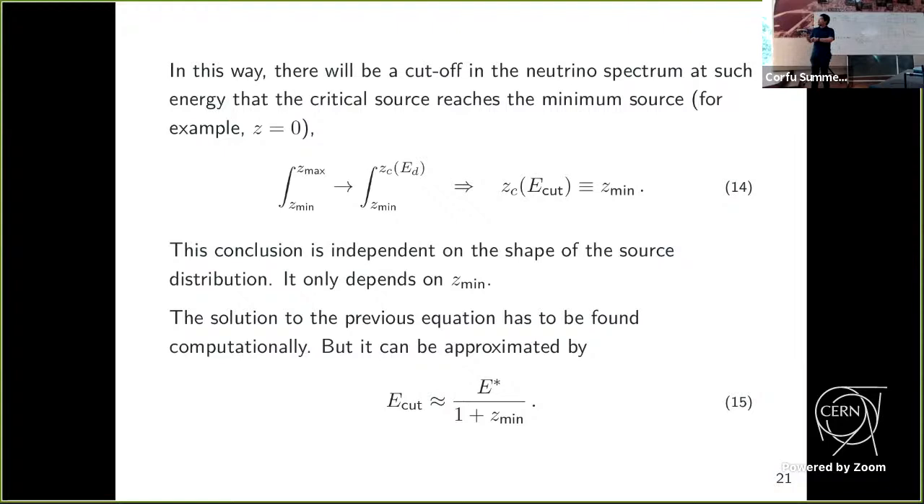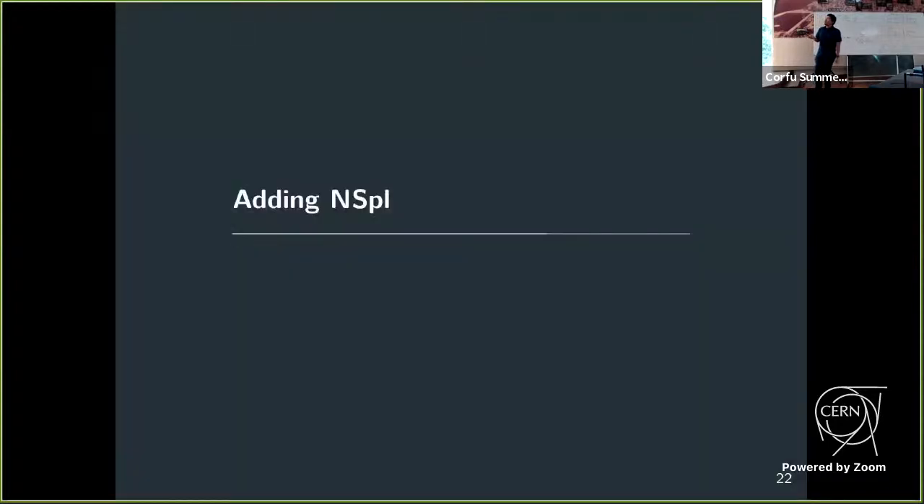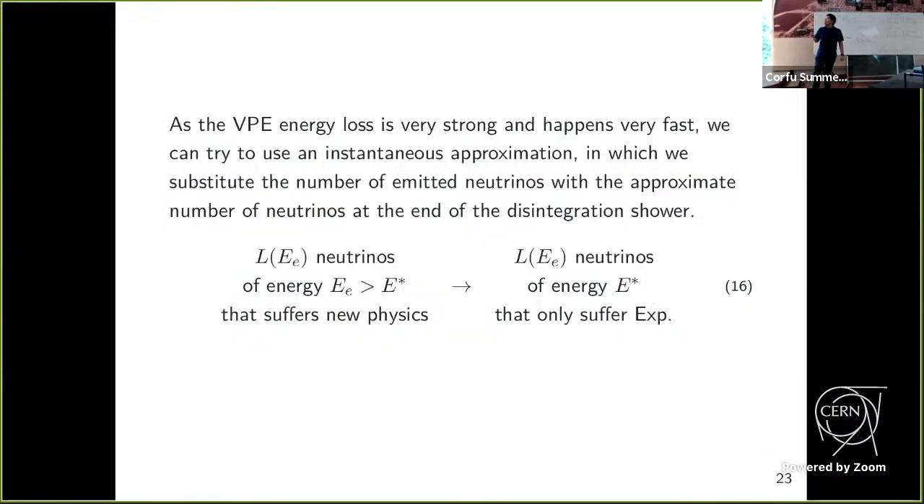Okay? So now, how do we add the neutrino splitting? Well, first we have to realize that as we are in the strong regime, the effect is very strong and almost instantaneous. So we can use an instantaneous approximation in which we substitute the neutrinos emitted just at the source by the effective number of neutrinos at the end of the disintegration shower. Okay, in the case of BPE, it is the same number of neutrinos, but the energy is now the threshold energy.